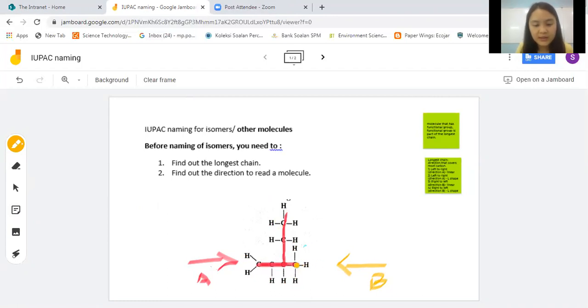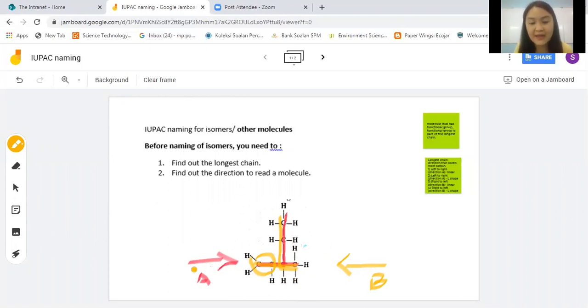If I read from here in a linear way, I'll be reading it this way, and my double bond only starts at position number 3. That's 4 carbon, double bond position number 3. Now, if I read it in L shape, what I see is that I'll be able to cover 1, 2, 3, 4 carbon also.